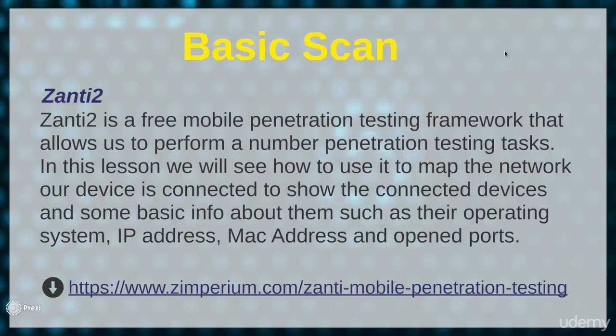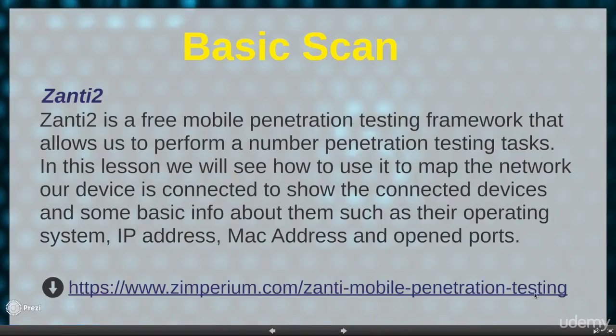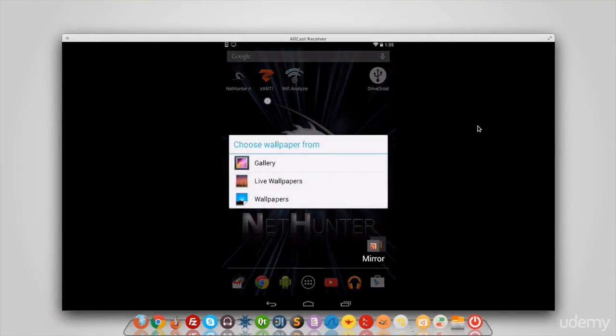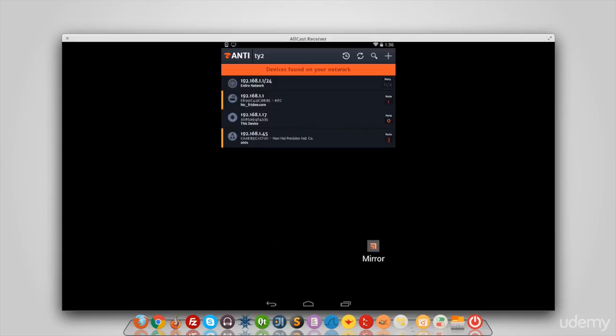So Xanti is not available on the App Store, so you can download it from the following link. All you have to do is just download it, tap it, and install it. So make sure you download this link from your mobile device or from your tablet. Now once you download Xanti, it's going to look like this. So I'm just going to tap on it.